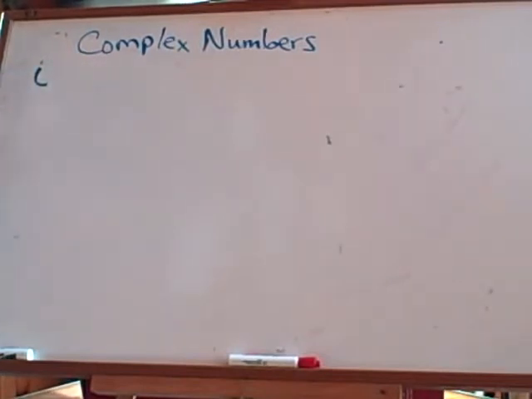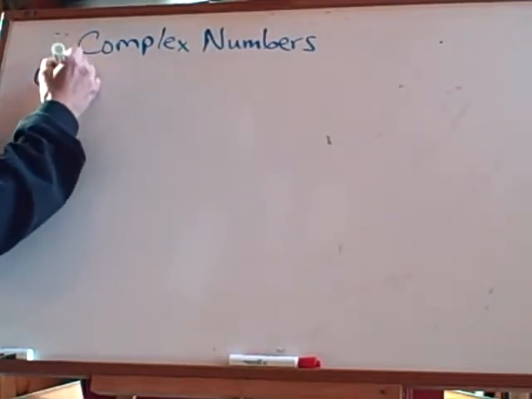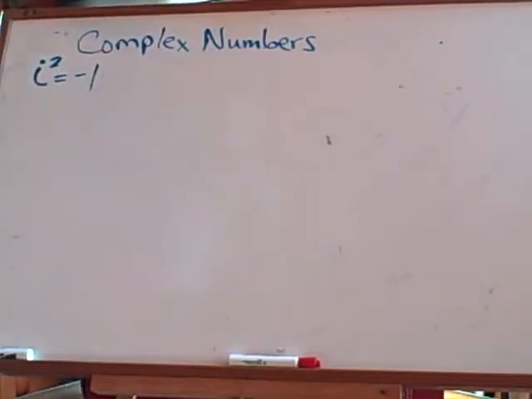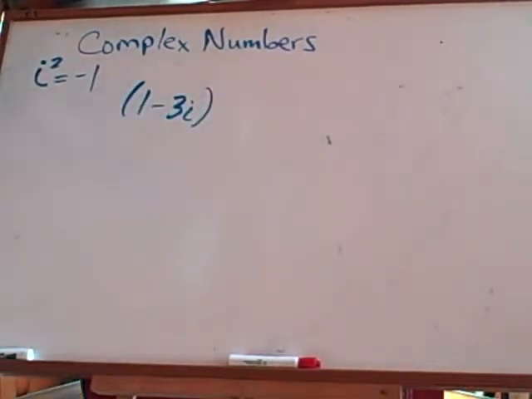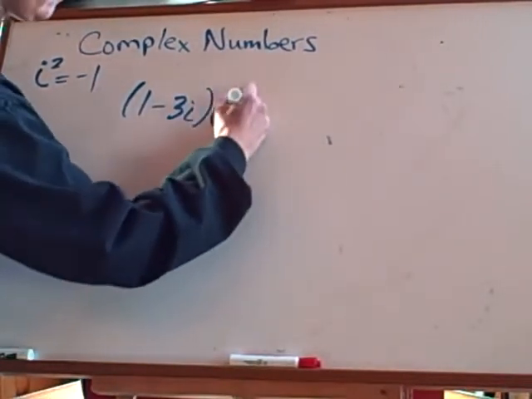Remember, see where it says remember in your notes there? You need to remember that i squared equals -1. So when we end up with an i squared term, we're going to end up combining that later. Okay. So our first example here looks like 1 minus 3i. And then the next parenthesis is 4 plus 6i.